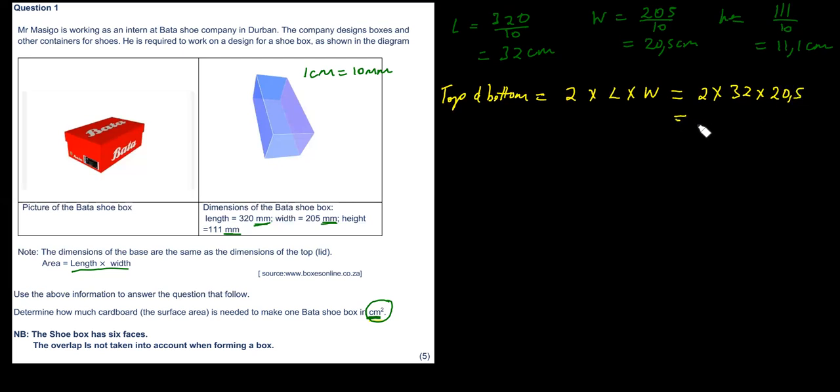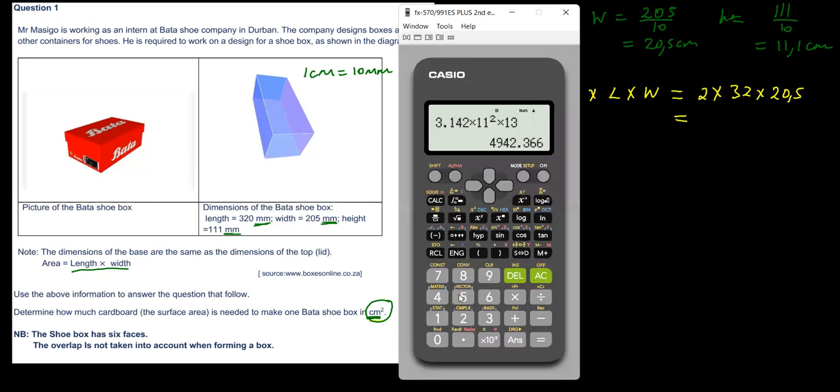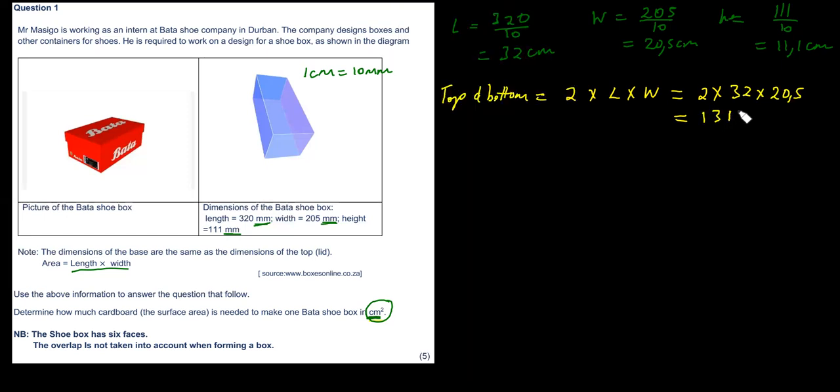Okay, what do we get as a final answer there? Let's see what we get. It's going to be 2 times 32 times 20,5. What do we get? We get 1,312 centimeter squared. So we've got top and bottom. We are done. Okay, let's look at the side.